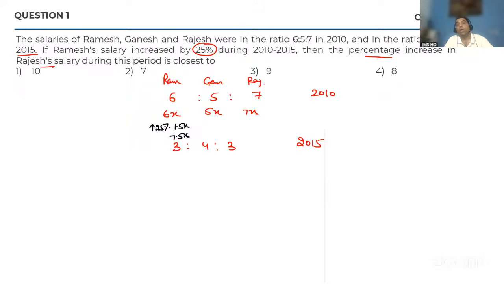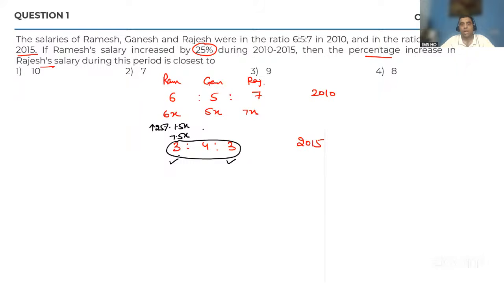Now, I don't know what is the increase in Ganesh's or Rajesh's salary, but I know after the increase, the ratio becomes this. If you carefully observe, the ratio of salary of Ramesh and Rajesh is actually 3:3, which is the same.